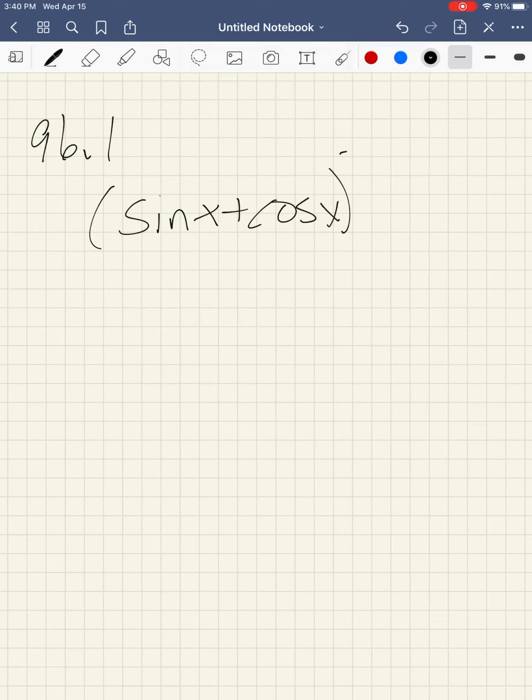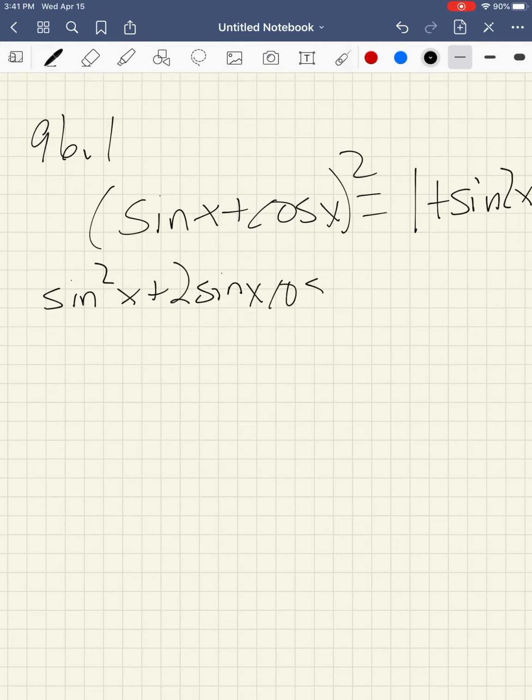Lesson 96. No new identities, just again a different way of working with them. So this first one says sine of x plus cosine of x, quantity squared, equals 1 plus sine of 2x. All right, so let's go ahead and square this using FOIL. So we'll get sine squared x plus 2 sine x cosine x plus cosine squared of x.